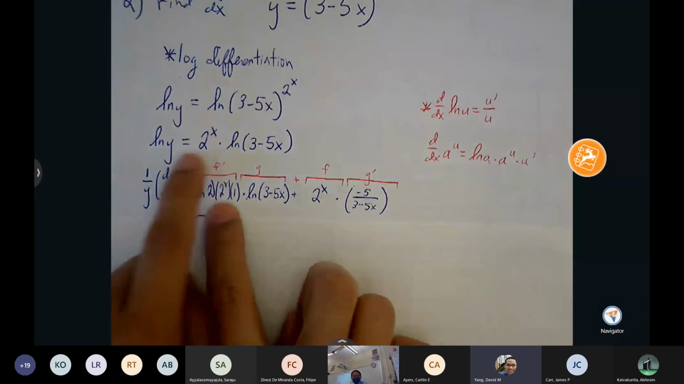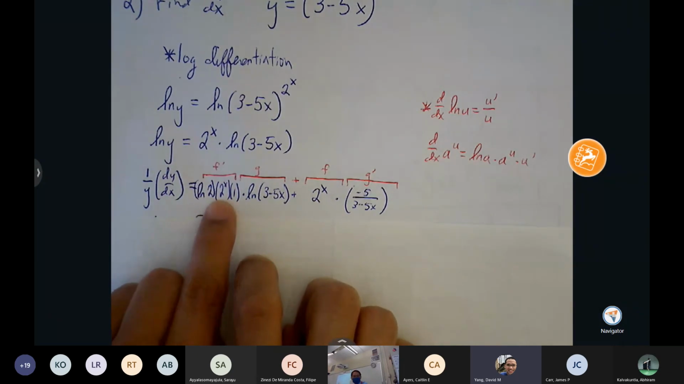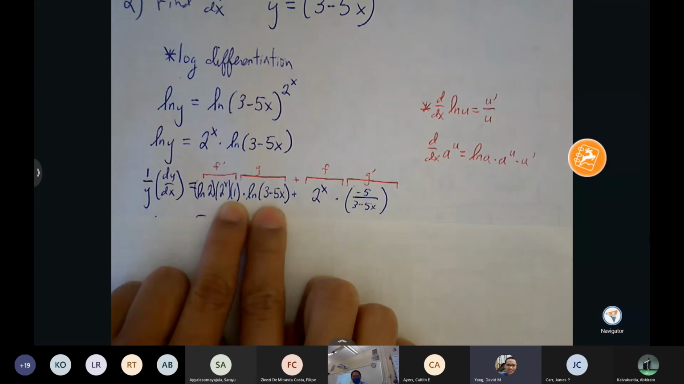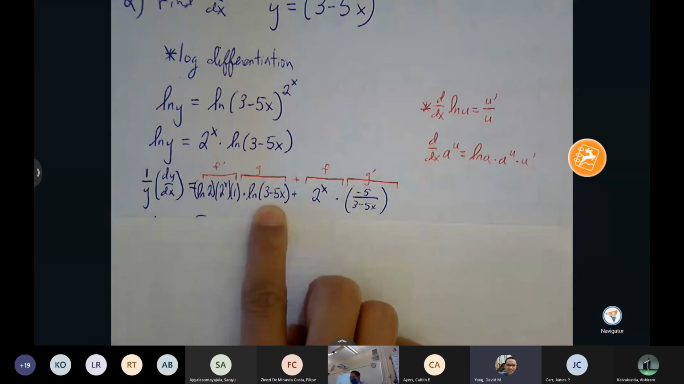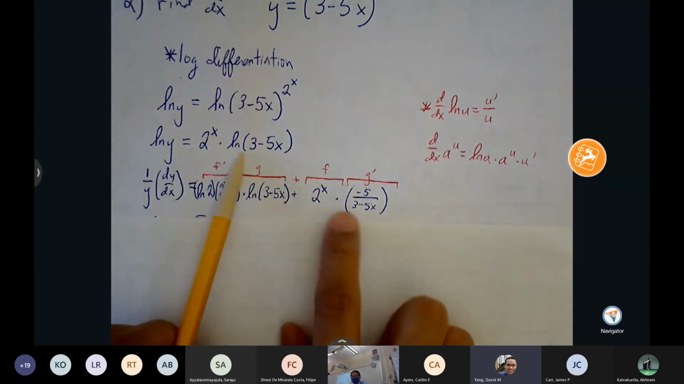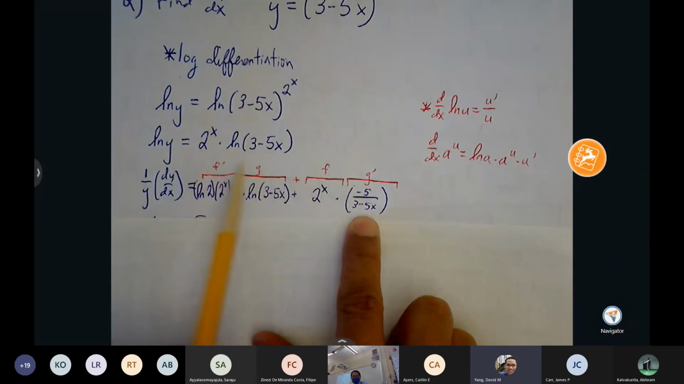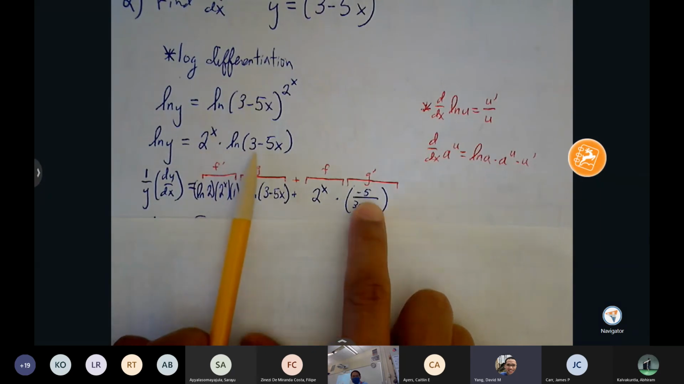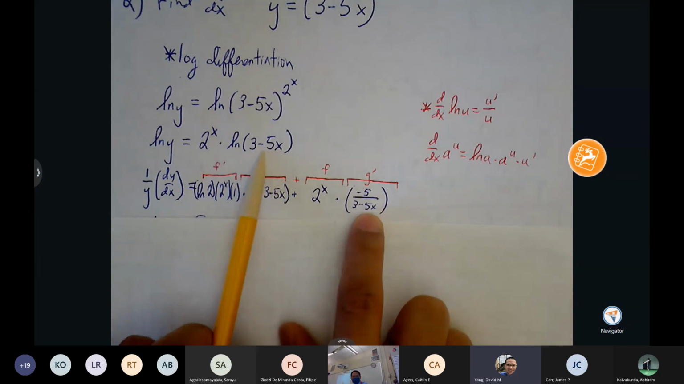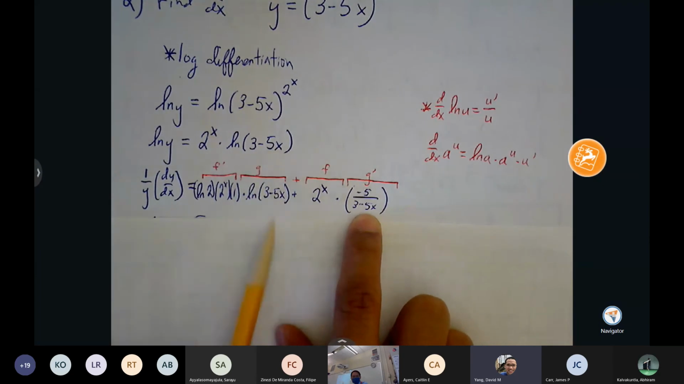Okay, f prime. 2 to the x becomes natural log of 2 times 2 to the x times 1. The original g function, no changes. Back to f. And then g prime. So g prime is u prime over u. So negative 5 over 3 minus 5x.